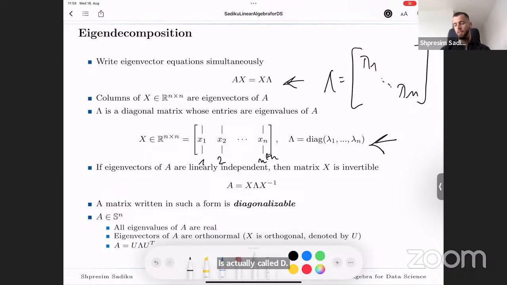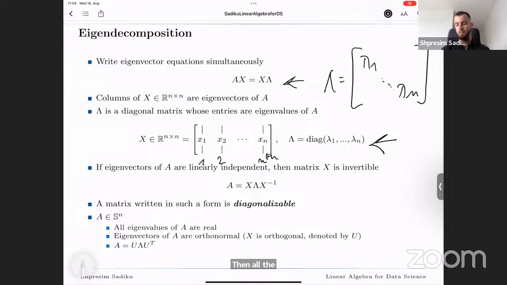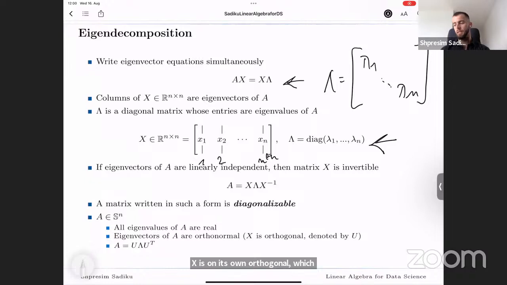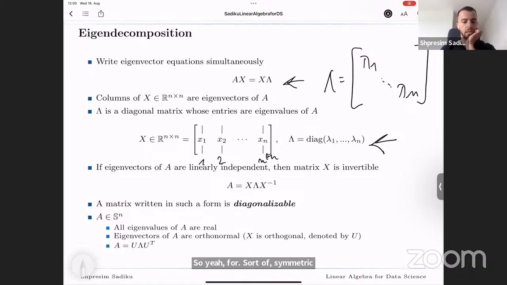And for a symmetric matrix A, using the notation we had before, calligraphic S to the power n, all the eigenvalues of A are real numbers. The eigenvectors of matrix A are orthogonal. X is on its own orthogonal, which is also sometimes denoted by U. So we can simply write this as U lambda U transposed. So for symmetric matrices, we have a simpler way to write this down.